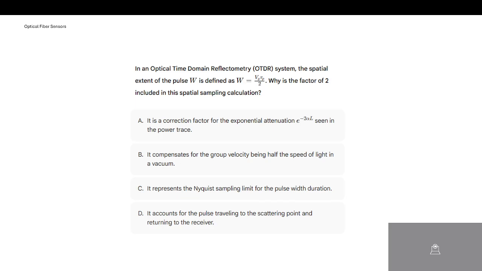Option A, it is a correction factor for the exponential attenuation e to the power minus 2 alpha L seen in the power trace. B, it compensates for the group velocity being half the speed of light in the vacuum. C, it represents the Nyquist sampling limit for the pulse width duration. And D, it accounts for the pulse traveling to the scattering point and returning to the receiver.